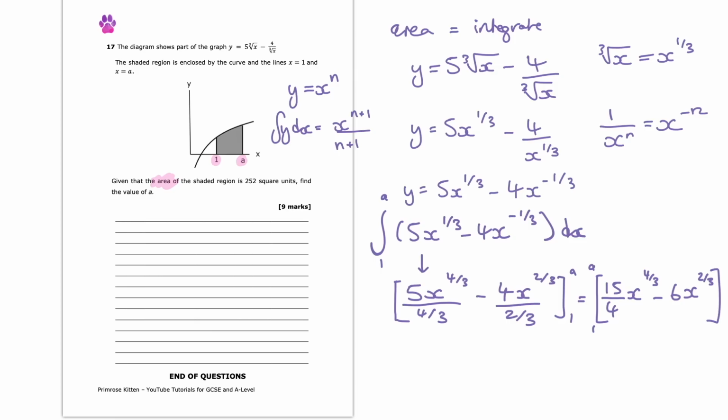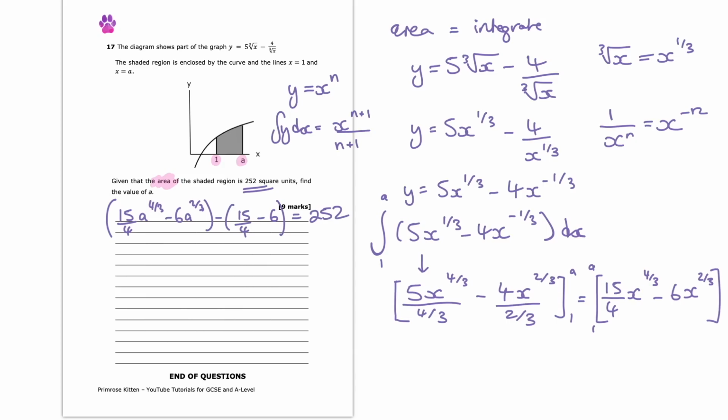So let's have a go over here and let's put in those limits. So with limits, what you do is you take the top limit and you substitute that in first. And then you put in the bottom limit. So first I substituted in the 1's, and now I'm substituting in the a's. 1 to the power of anything is just always equal to 1. So it's just going to be 15 over 4 times 1, so just 15 over 4, minus the 6. Because again, 6 times 1 to the power of 2/3 is just 6 times 1, which is just 6. And we know that this all equals, because the whole point of integration is it gives you the area, 252.